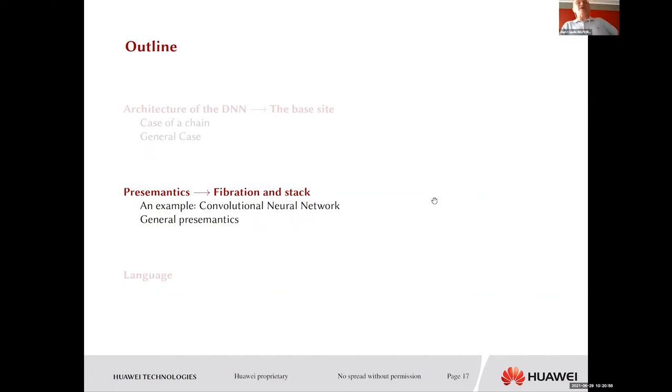Now we have to consider a second stage, which is what we call pre-semantics. In this case, we'll see that considering just Grothendieck topos will not be enough to characterize all possible neural networks that can be used now, and maybe to characterize also some new ones that may emerge in the future.